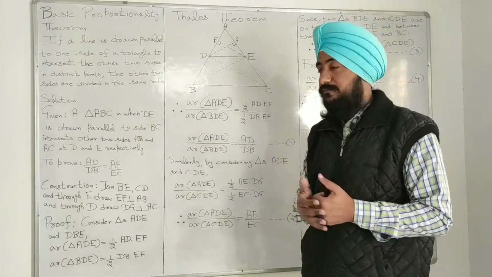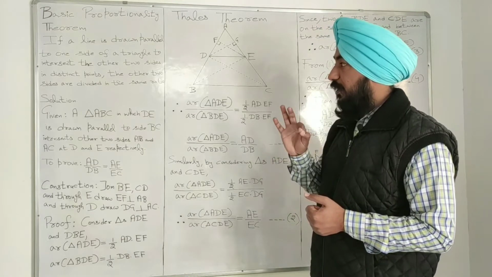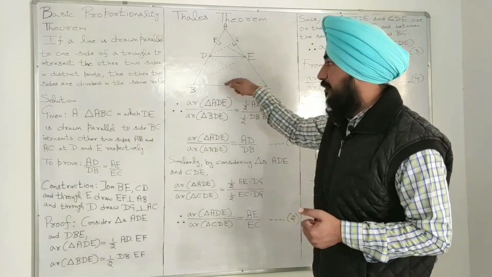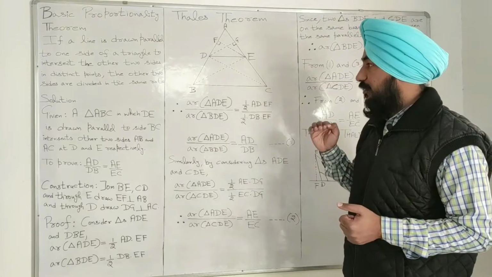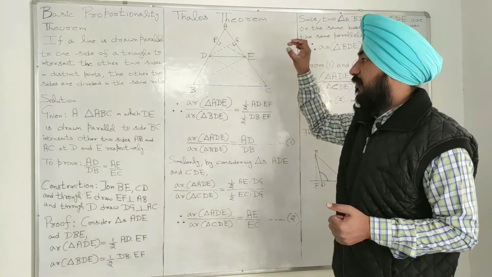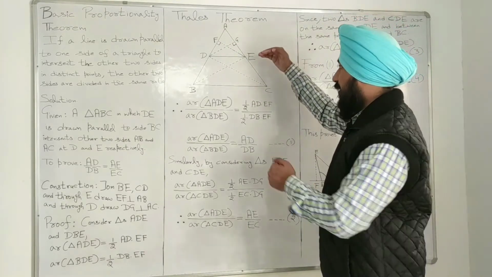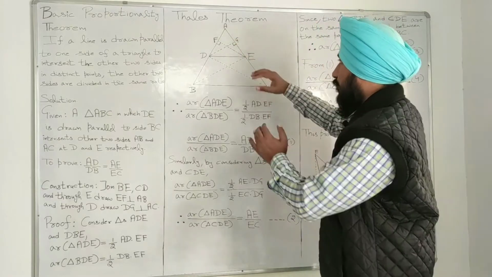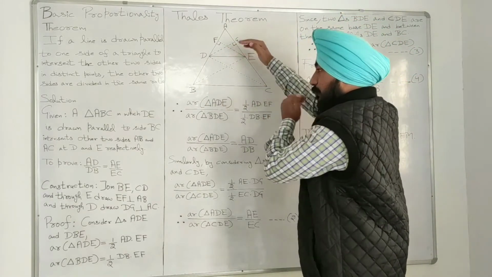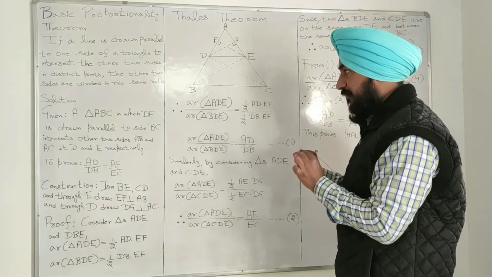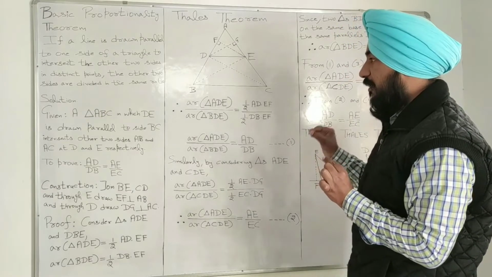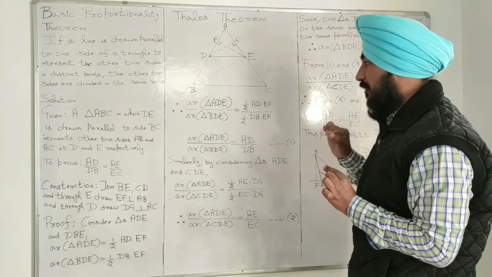So I am going to start. Solution: given a triangle ABC, in which DE is drawn parallel to side BC. So this is the side DE which is drawn parallel to side BC. It intersects the other two sides AB and AC at D and E respectively.